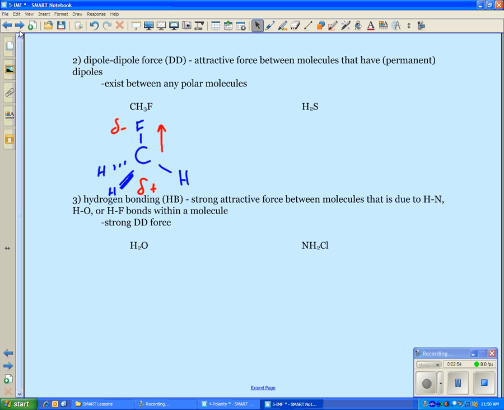Same thing for hydrogen sulfide. The sulfur that's in the middle has a different electronegativity than the hydrogens. So it's a polar molecule and has dipole-dipole forces.